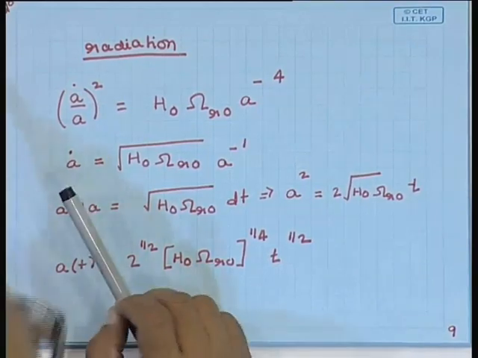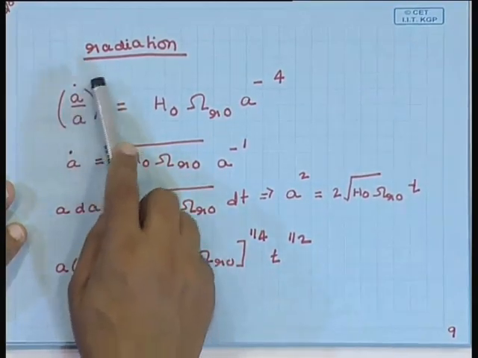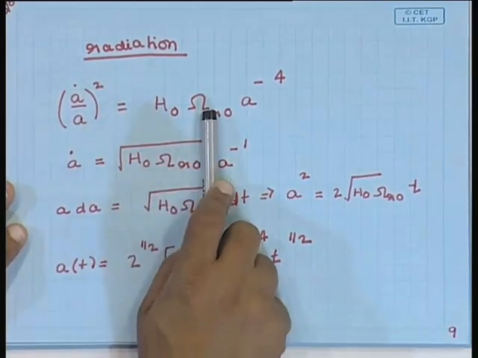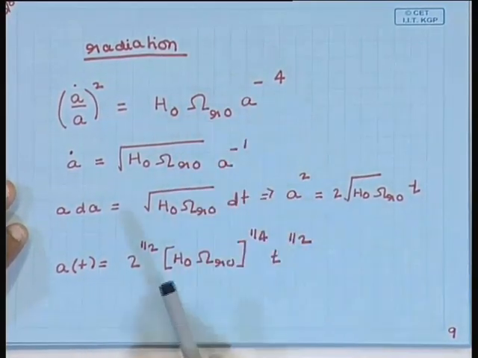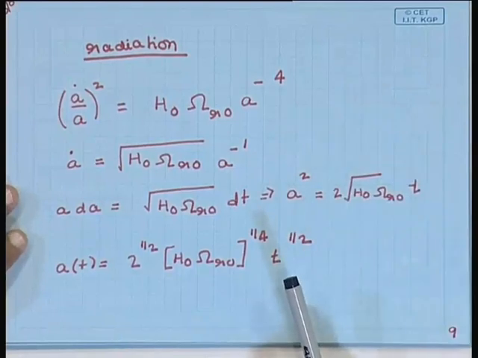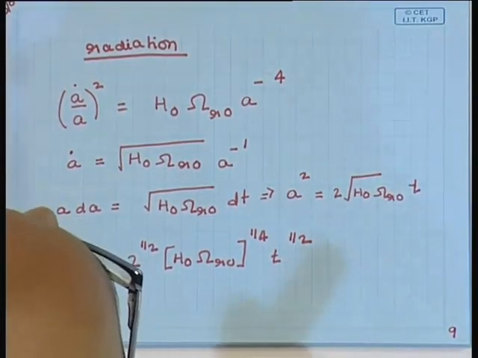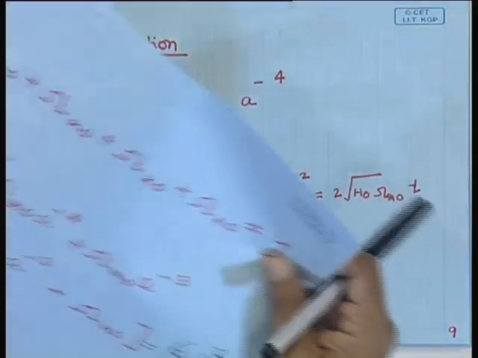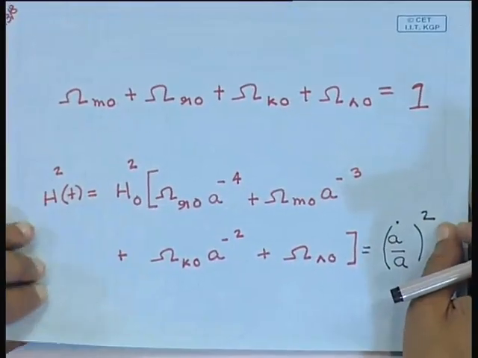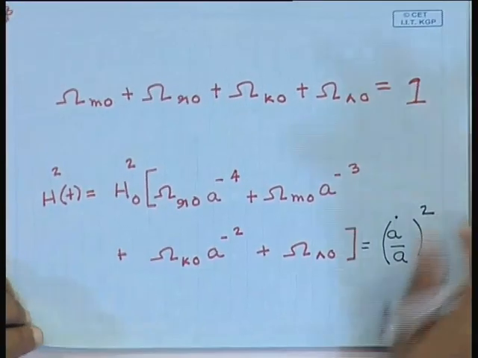And in this situation, the equation becomes (A dot by A) whole square is equal to H naught, omega radiation naught into A to the power minus 4. The other terms are all dropped. Okay. So, this is the equation that governs the expansion.